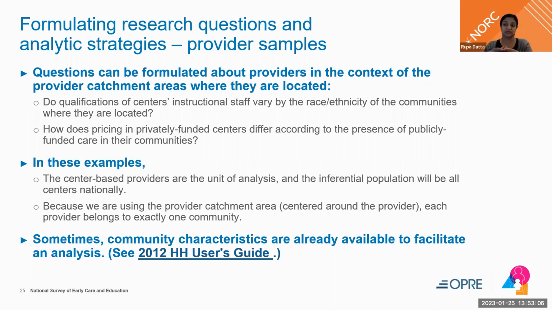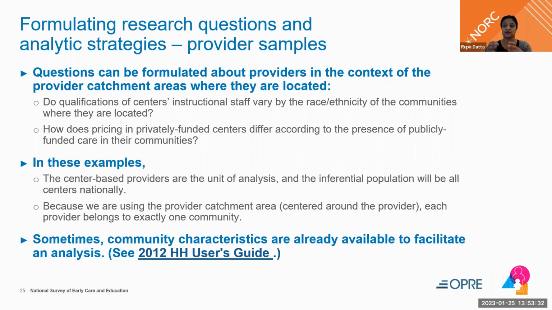What we would be doing in this case is looking at privately funded centers and the prices they report, say for 3-year-old care or 4-year-old care, whichever. And then we would attach to those centers a cluster aggregate measure of, say, the percentage of centers that receive public funding.